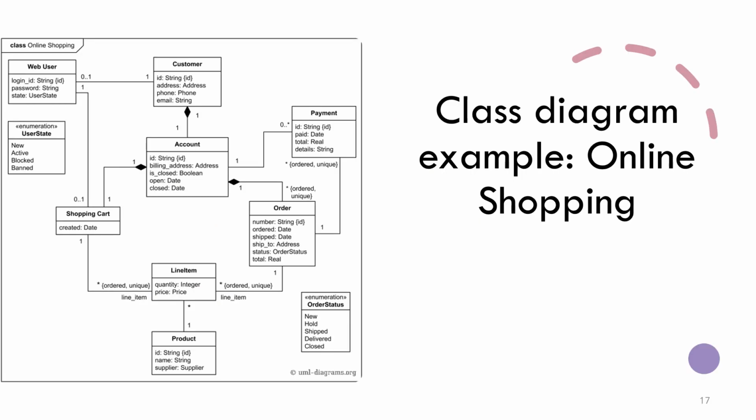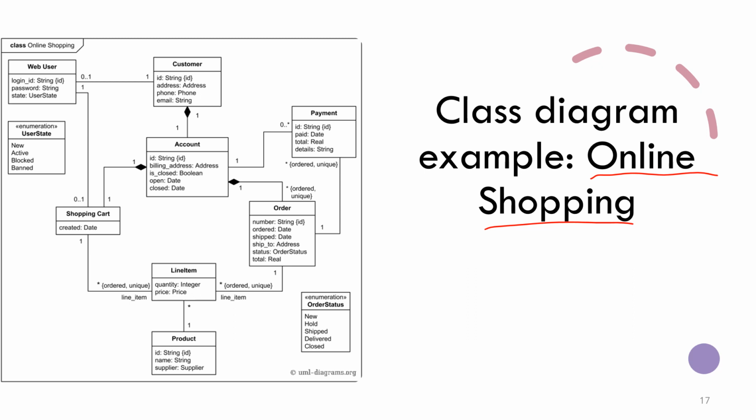Example, online shopping. How many classes do we have? 2, 4, 6, 8, 10. We have a class web user. The customer must have an account before they can make an order, a payment, a shopping cart. The shopping cart has a line item, meaning the queue. Then the product, the order. So these are the basic relationships or classes that may appear in an online shopping situation.